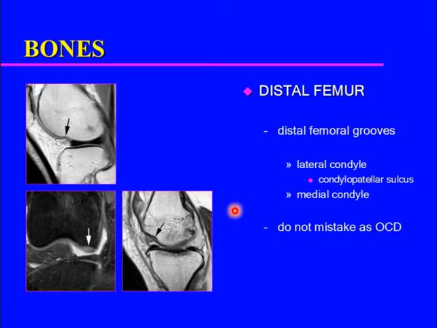Also, in the lateral condyle, you can see what's called the condylopatellar sulcus, sometimes seen in the medial condyle, and do not mistake it for osteochondral disease. Like here, you can see the overlying cartilage is covering it. It's not interrupted, so it's not an osteochondral disease or osteochondritis dissecans. Again, the distal femoral grooves, different kinds of grooves, just vascular channels entering the bone.